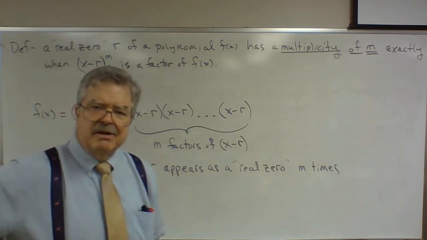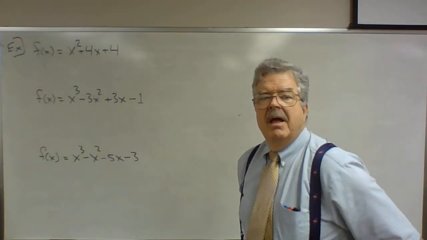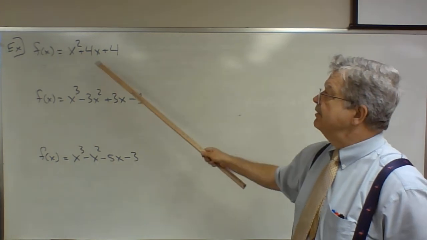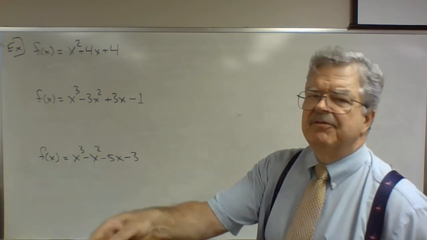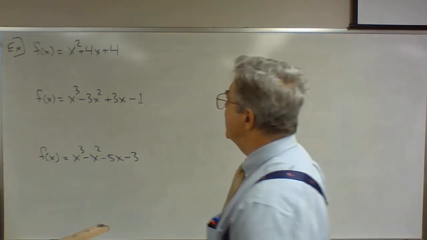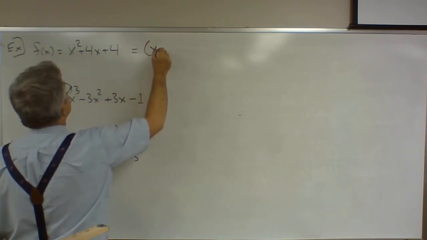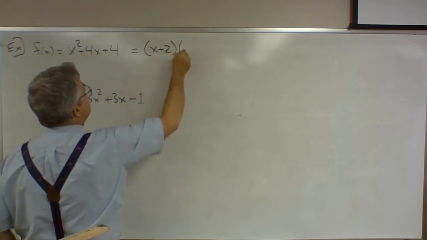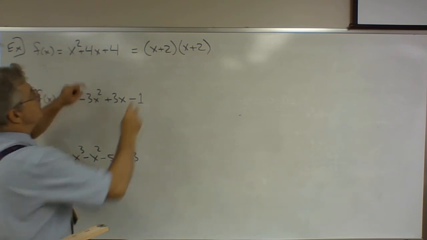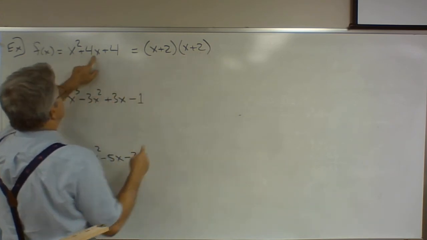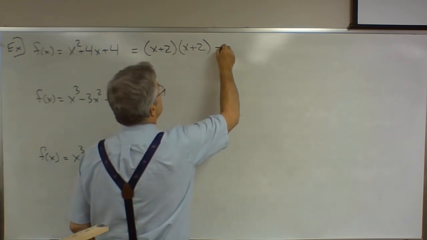Let's take a look at some examples. f of x equals x squared plus 4x plus 4. We can probably factor this without too much trouble. This looks like it's x plus 2 times x plus 2. Is that right? 2x plus 2x is 4x. 2 times 2 is 4. Yep, sure enough.